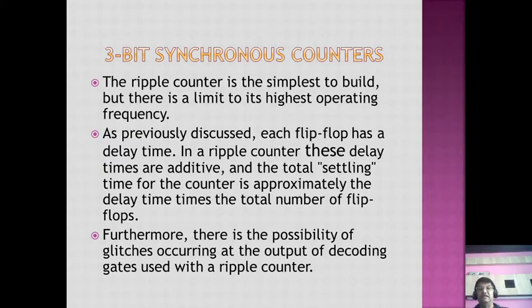Furthermore, there is a possibility of glitches occurring at the output of decoding gates used with the ripple counter. Unwanted glitches or unwanted signals are going to be produced in a ripple counter. Because of that, what happens? When you are utilizing an asynchronous or ripple counter in a digital system, because of these glitches, the further circuit can be false triggered or triggered at an unwanted time, and hence the operation is going to be unauthorized.